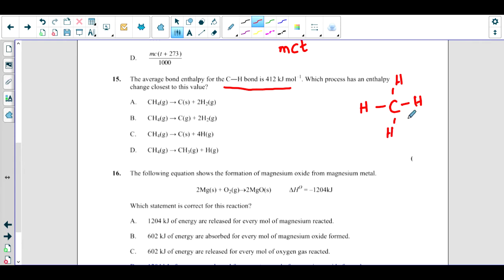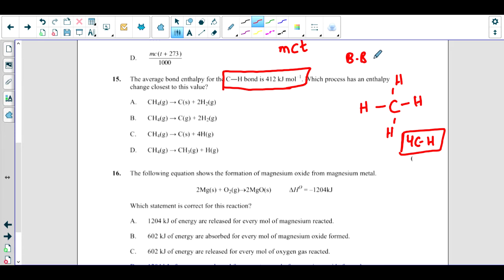So if we write it, how many bonds are there? We have four carbon hydrogen bonds, right? According to the statement, which of the four will have the closest answer to CH, this value, one CH only.